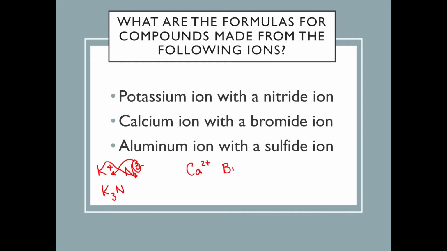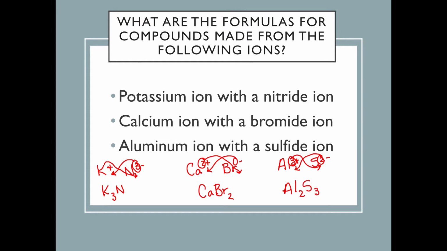Calcium with bromide, so we have Ca2 plus, Br minus. So the 2 is going to go to the bromine. Our imaginary 1 would go to the calcium, so it's Ca, we don't write 1s, Br2. Then the last one, aluminum is a 3 plus, sulfur is a 2 minus. So we send the 3 to the sulfur and the 2 to the aluminum. So we get Al2S3.